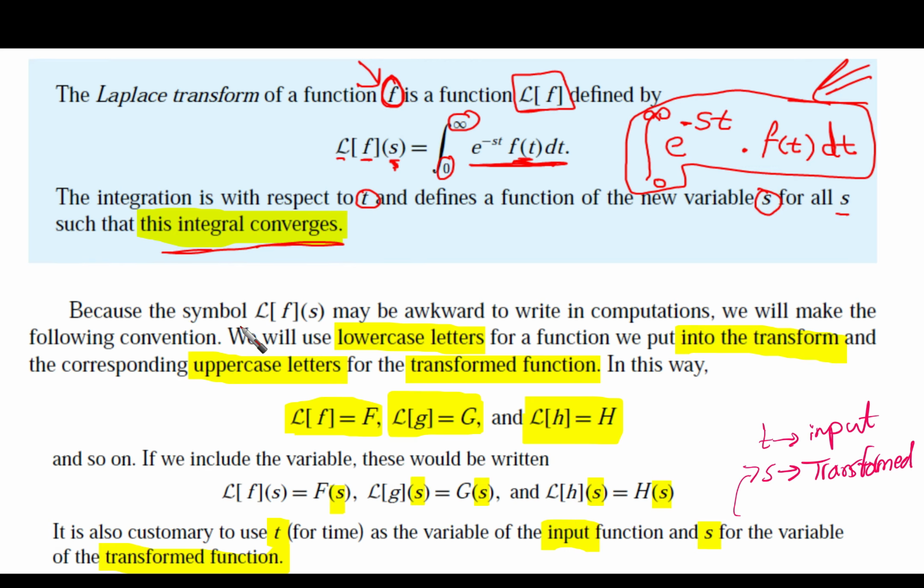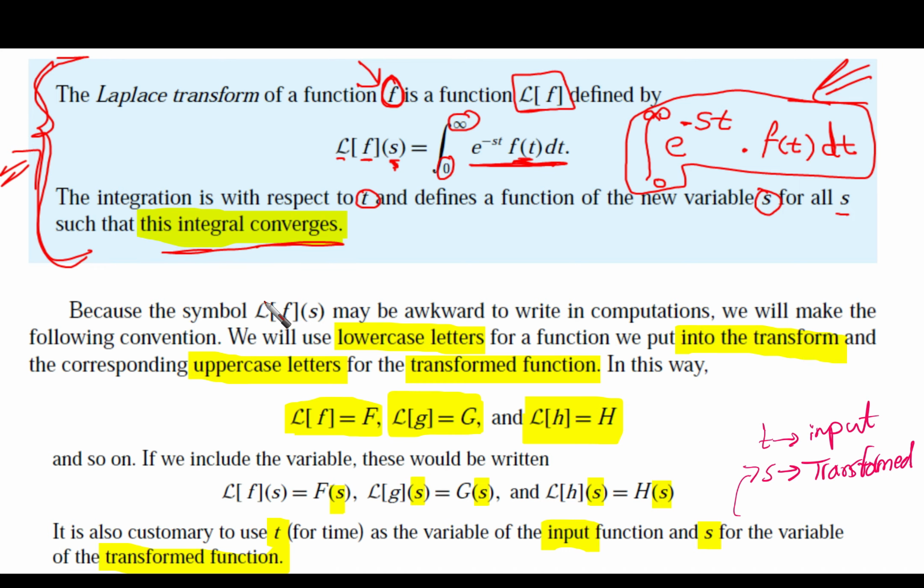So don't worry about the definition. Maybe it's a little bit awkward, a little bit difficult, but you're going to find that it's super easy when we are dealing with the examples. Now let's go to the annotations and the notations of this Laplace transform.